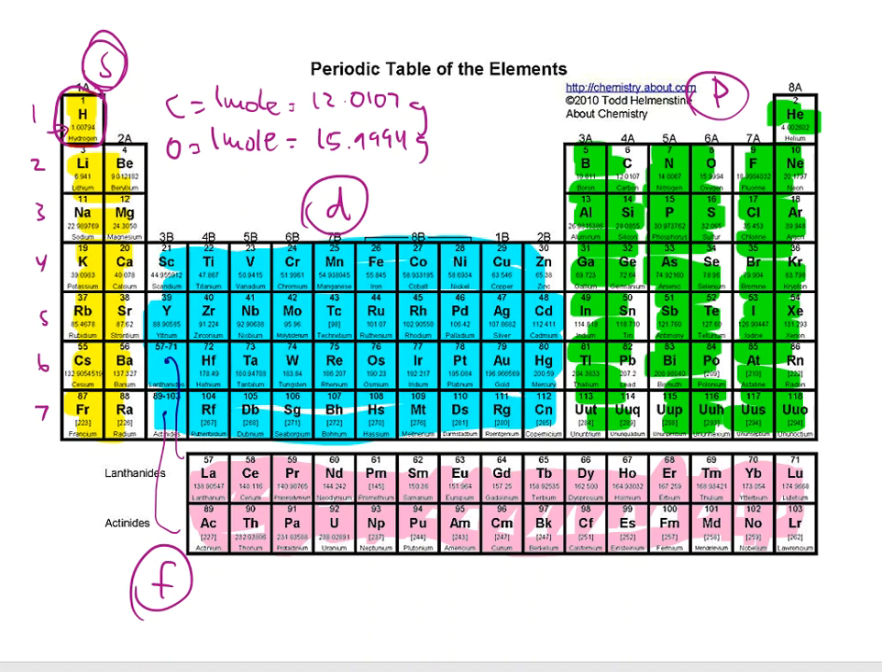We need to draw the electron configuration of hydrogen. So how do we do it? Well, we start off with the row. It's in row number 1. So hydrogen gets 1.